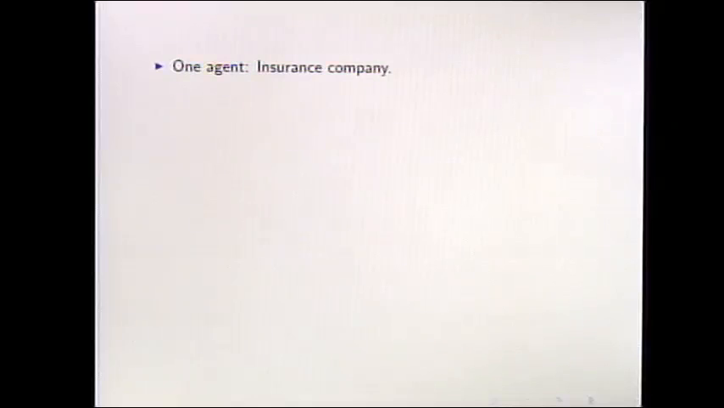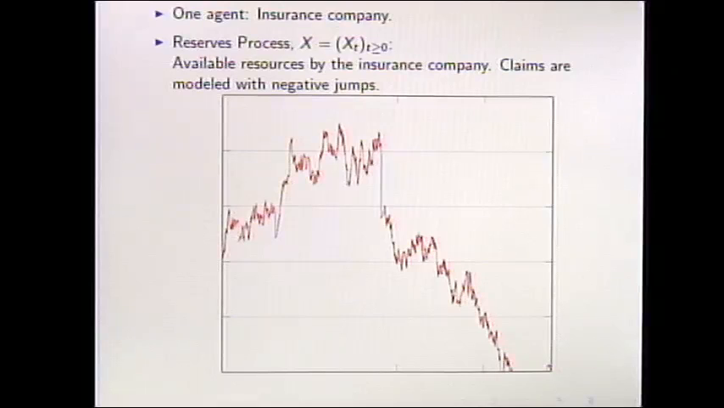So first of all, what is de Finetti's problem? So we have an agent, let's say an insurance company. So this insurance company has a reserve process that I call X. For example, something like this. And we have claims that are modeled like negative jumps. For example, like these things.